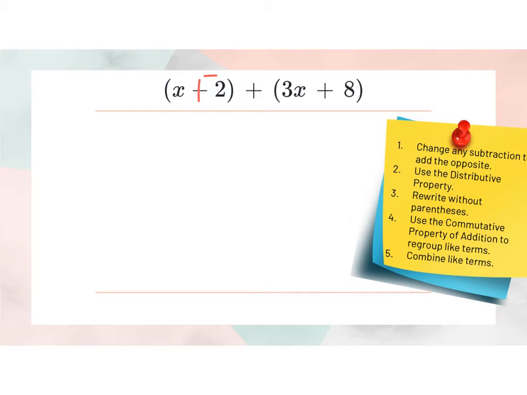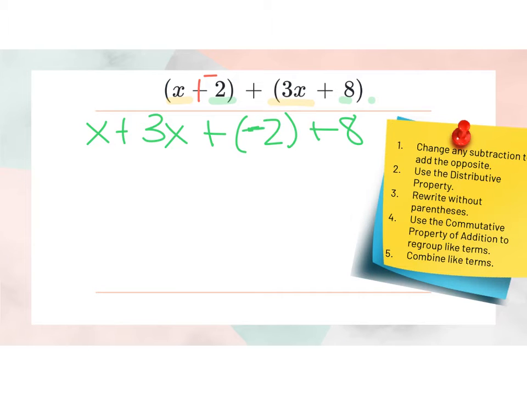I can see here that we have x and 3x and negative 2 and 8. Those are like terms because they have the same variable raised to the same power. Whenever you're simplifying an expression that includes variables, the variable that is raised to the highest power comes first, and then it decreases until you have a number without any variable. So here we have x plus 3x plus negative 2 plus 8.